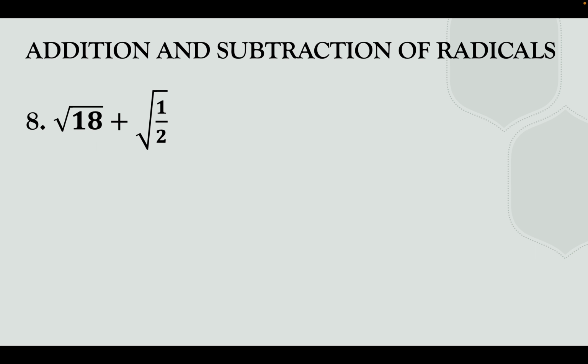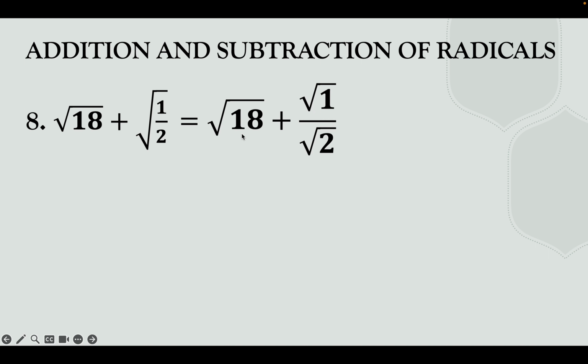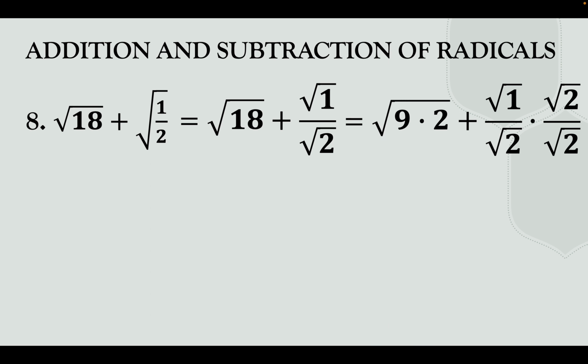Example number 8, we have here square root of 18 plus square root of 1/2. Now, we have here a rational expression. So, again, in simplifying radicals with radicals in the denominator, we need to use rationalization. We can factor square root of 18 as square root of 9 times 2, plus square root of 1 over square root of 2. Since our denominator is a radical, we need to use rationalization. You multiply both numerator and denominator by square root of 2.